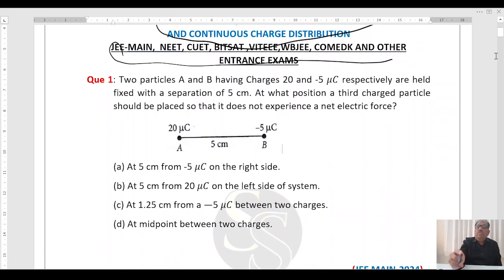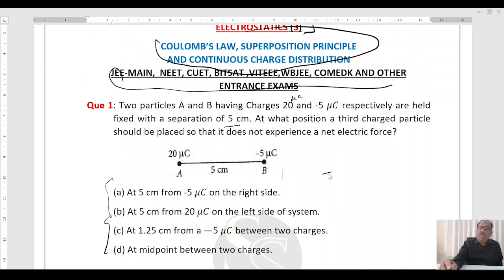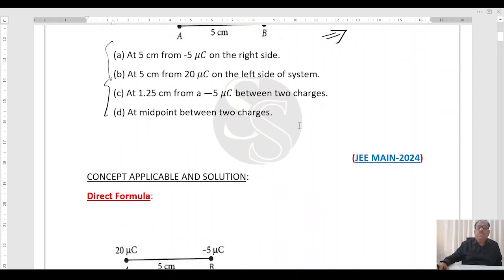Two particles A and B having charges 20 microcoulomb and minus 5 microcoulomb are fixed with a separation of 5 centimeter. At what position should a third charged particle be placed so that it does not experience a net electric force? Four options are given, and we have to select one of them. Its answer can be given orally, but before writing the direct formula trick, let's discuss the concept applicable and how it has been arrived at.